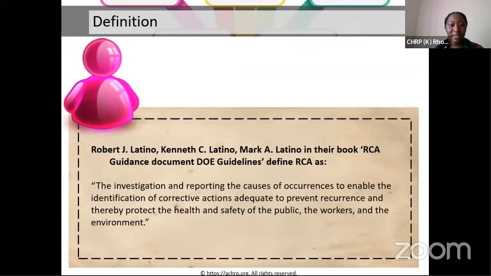Then finally, the three brothers: we have Robert Latino, Kenneth Latino, and Mark Latino.